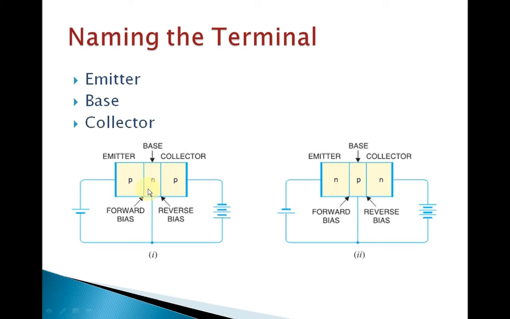Number 2 is the collector. The collector section is on the other side. It collects the charge. That's why it is called the collector. The emitter emits electrons and the collector collects electrons. And the point to be noted is that the collector is always reverse biased, but the emitter is always forward biased.